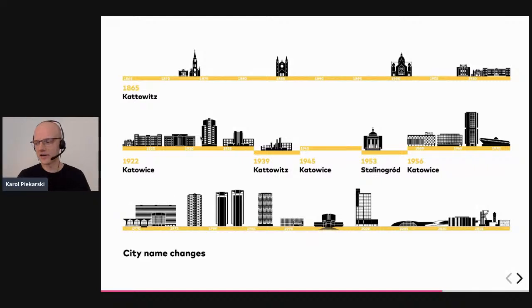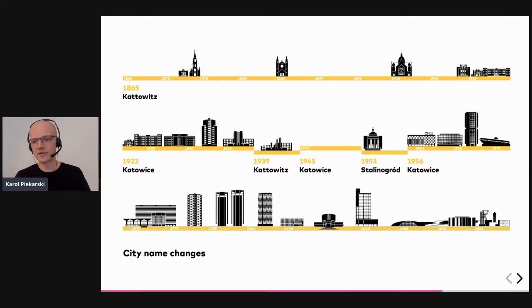And this character of the city, we try to present, for example, through how many times the city name has changed at some point of history within just 35 years. It changed 5 times, from Katowice to Katowice, then again to Katowice at the beginning of the Second World War, then to Katowice after the war, and then to Stalinograd in 1953, to become Katowice again in 1956.